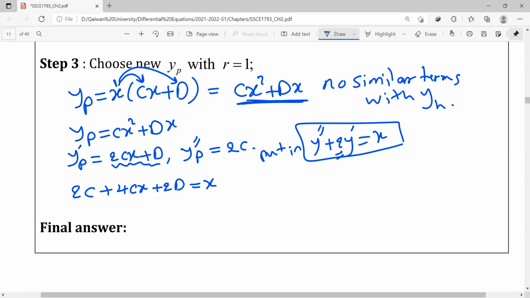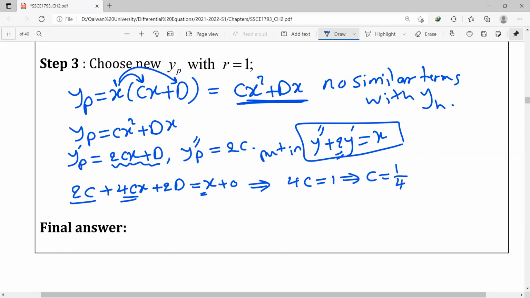In the right hand side, you have x. Now we equate x term to x term, constant term to constant term. But in the right hand side, we have no constant term. That means it's 0. If there is no term, that means the coefficient is 0 there. Here we say 4c equals the coefficient of x. The coefficient of x in the left hand side equals the coefficient of x in the right hand side. So from this 4c equals 1 and c equals 1/4.